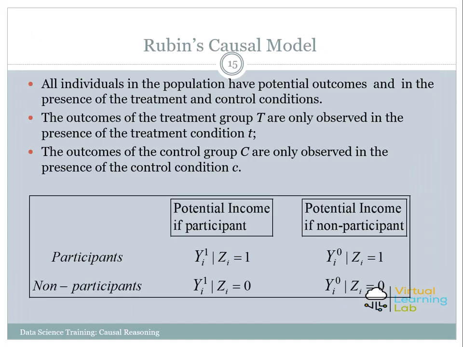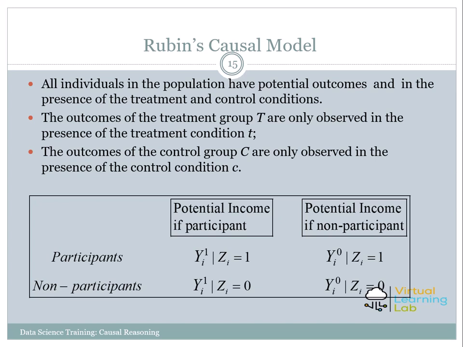When thinking about causal inference, Rubin's causal model is very important. It is a way to understand the quantities you estimate in research aiming at causal inference. So Rubin's causal model is also known as the potential outcomes framework. It states that all individuals have potential outcomes in the presence and absence of treatment. However, only one of those outcomes is observed.